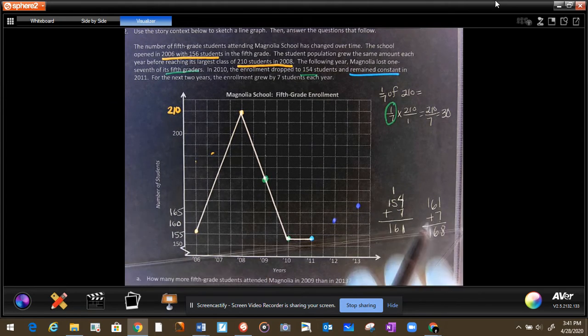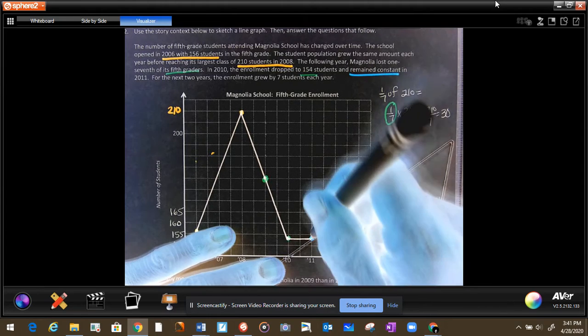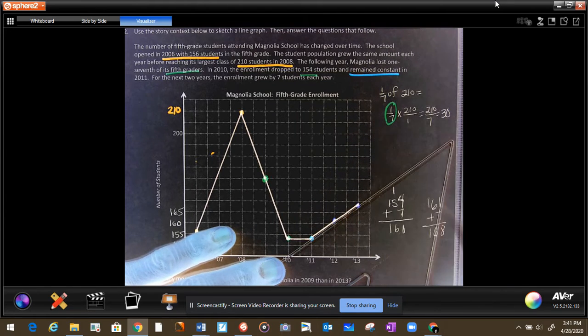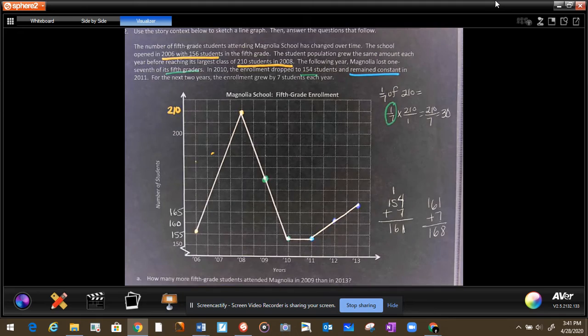And then after that, every year is going to grow by 7 students every year. So this is 7 from 11 to 12. And from 12 to 13 is going to grow 7 more. Okay, now let's answer the questions.